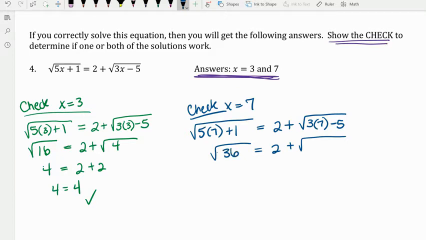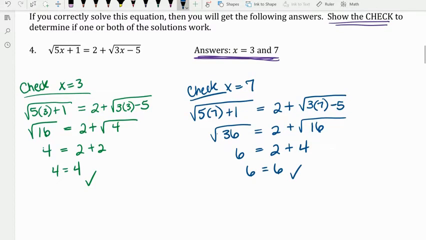And then on the right, 21 minus 5 is 16. Square root of 36 is 6. And then over here we get 2 plus the square root of 16 is 4. Oops, sorry. That shouldn't be in the radical. So 2 plus 4, I did the square root. So then again we get 6 equals 6. So that one also works. So that means that both of our solutions work. So x equals 3 and x equals 7 are both good solutions.